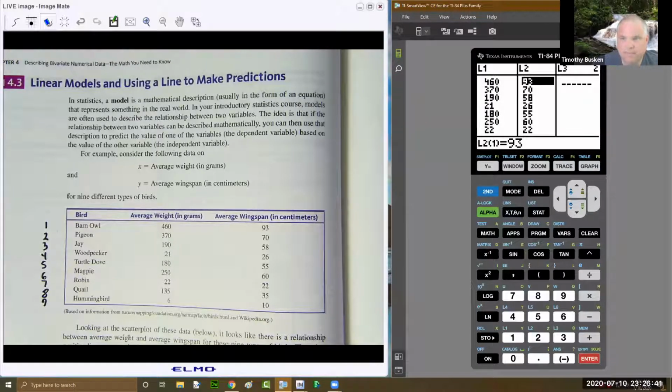Okay, let's talk about linear models and using a line to make predictions.